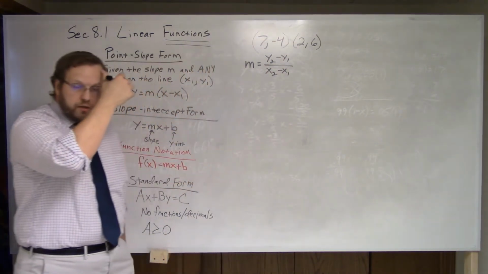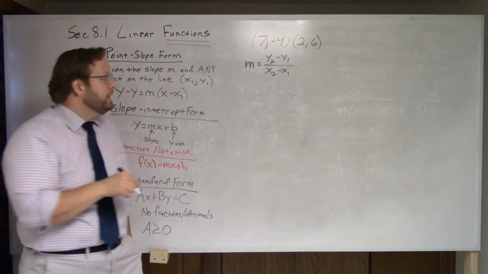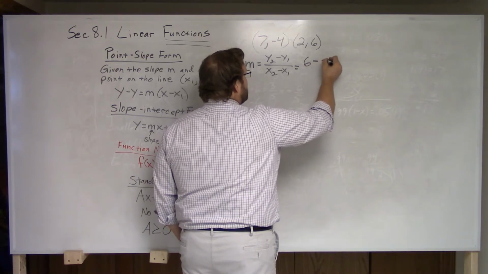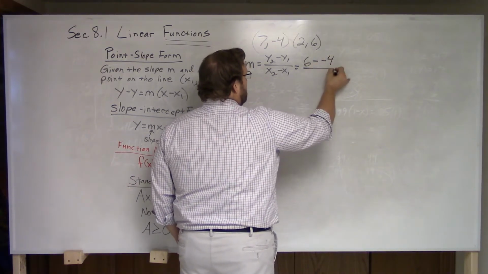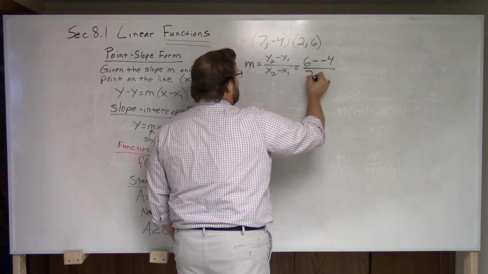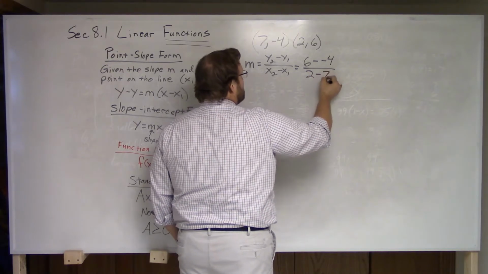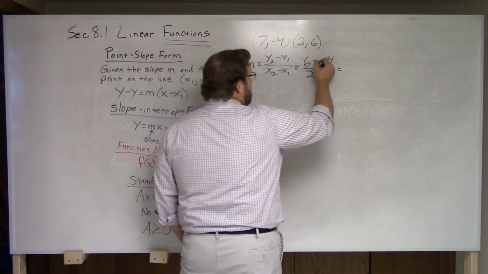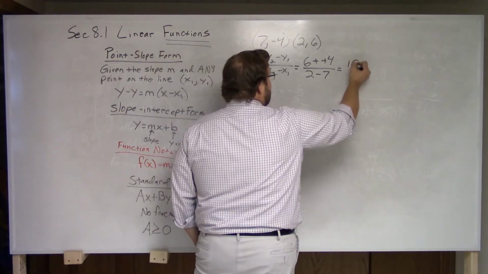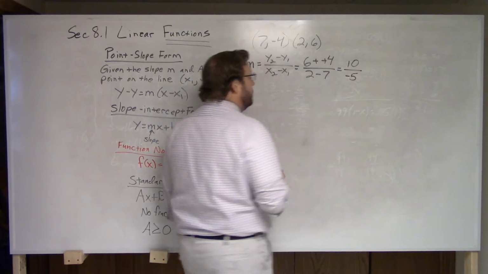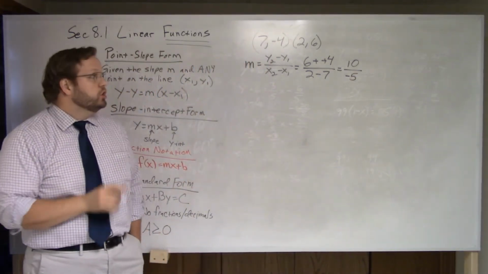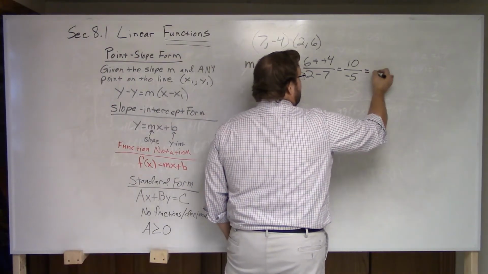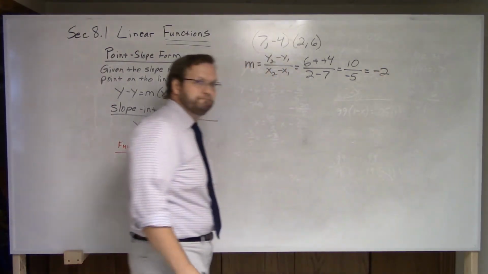Whenever you use a formula, you write it down, okay? And then, second y is 6 minus first y of -4, second x is 2 minus the first x of 7. Okay? Two negatives make a positive. I get 10 over negative 5. Don't stop there. Always reduce that if you can. So I have negative 2.